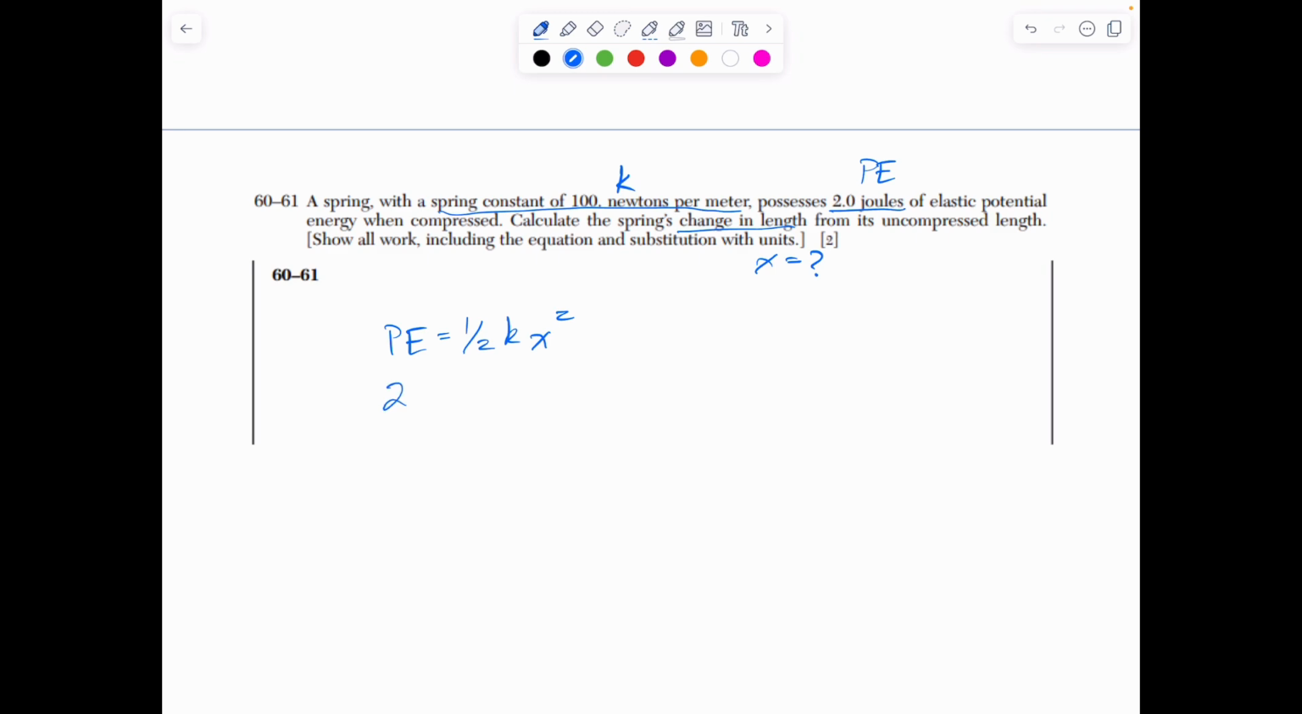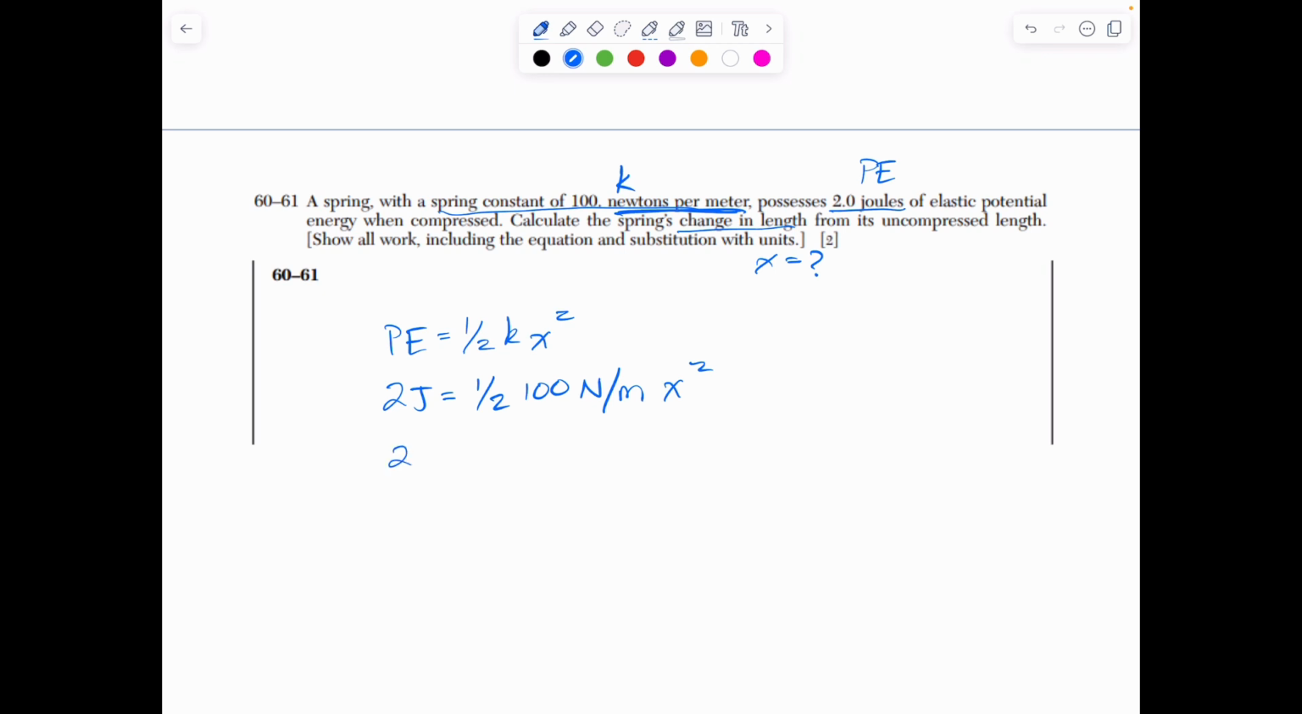Let's substitute our units with units. This is 2 joules equals 1/2 times 100. Don't forget the units that go with that 100. It's not just newtons, it's newtons per meter. And then we're going to have our x squared here. Okay, so now you can do everything on your calculator. You don't have to show any additional work. I'm going to show a little work because I think it's helpful to avoid mistakes of typing things in your calculator and trying to do some mental math.